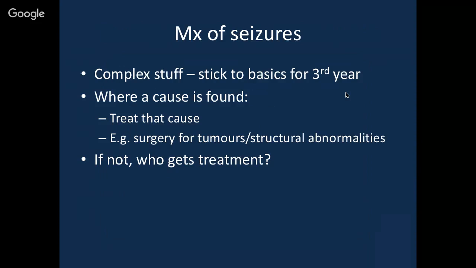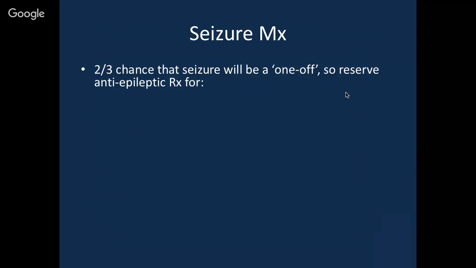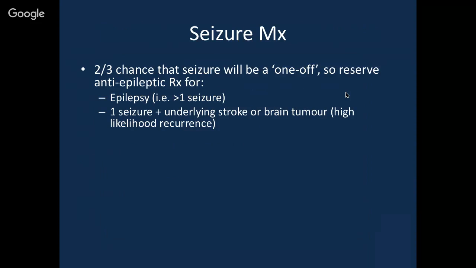So management of seizures is complex. I don't want you to worry too much about that. If a cause is found, treat the cause. So if there is a brain tumor on the CT and MRI, you would consider surgery. Who knows if you would or wouldn't do it, it depends on the location, lots of things. But basically with seizure management, 2/3 chance of a single seizure will just be a one-off. So you only give anti-epileptic treatments for someone with epilepsy or someone with one seizure and a stroke or a brain tumor, so they have a pretty high likelihood that it's going to come back. There's a reason for them having a seizure.